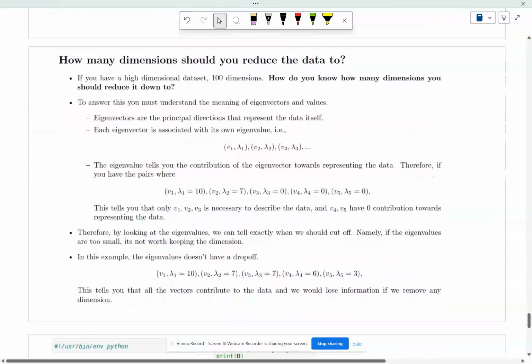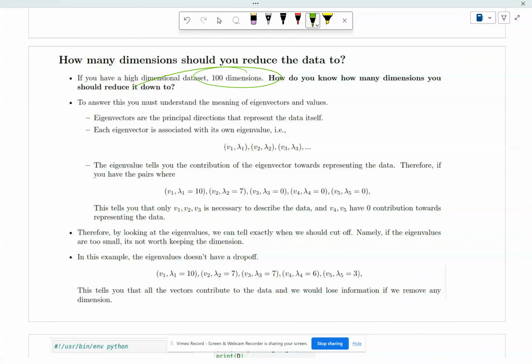Now, a natural question then arises: if you have like 100 dimensions, how do you know how many dimensions you should reduce down to? Well, that's also very easy to figure out. To answer this, you first need to understand the actual meaning of eigenvalues and eigenvectors.